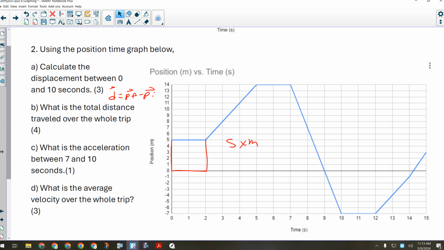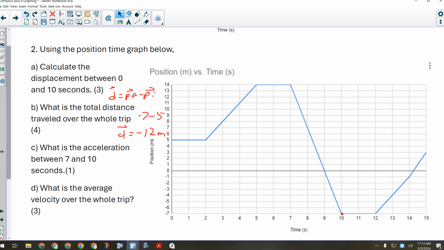So I'm not going to do area on this graph. What I am going to do is take the final position at 10 seconds, which is -7, and subtract the initial position at 0 seconds, +5. -7 minus 5 is -12 meters. That is my displacement, the answer for A, between 0 and 10 seconds. Everybody all right with what I did there?